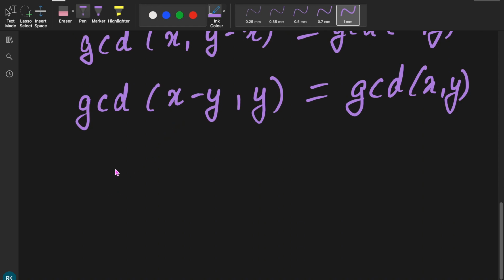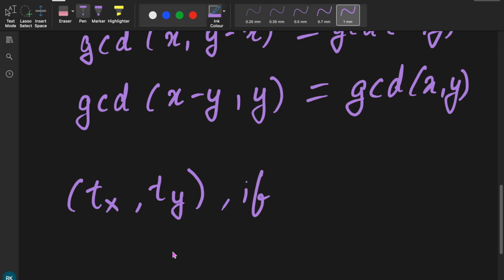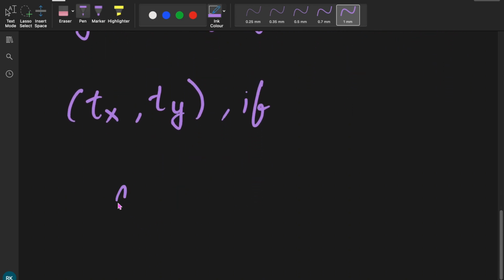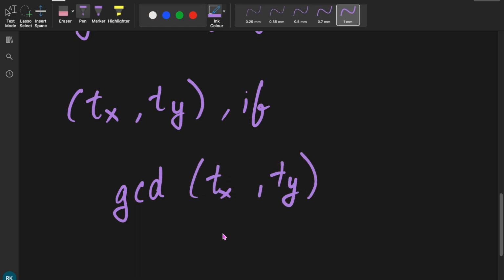So from this observation we can say that we can reach tx comma ty, that is target x comma target y, only if the GCD of target x comma target y is a power of 2. That's the basic observation behind this question.